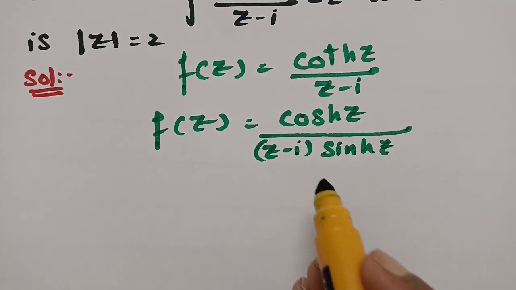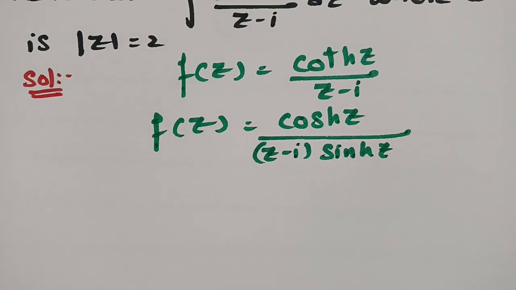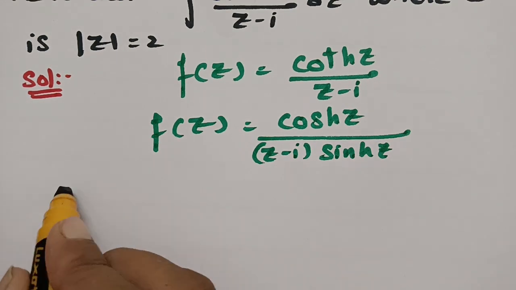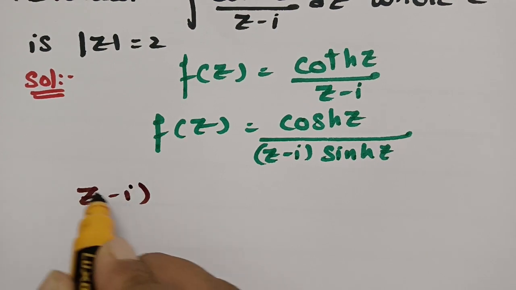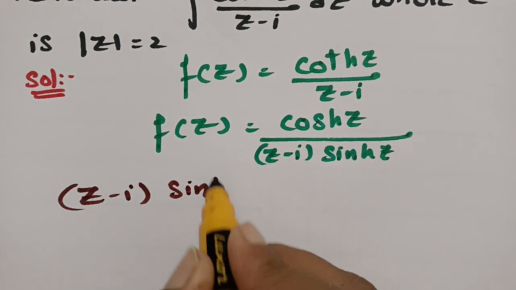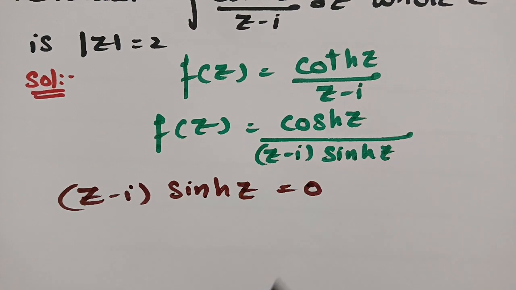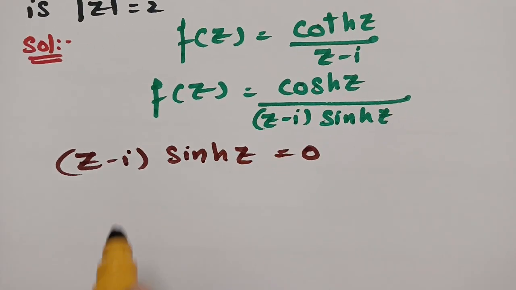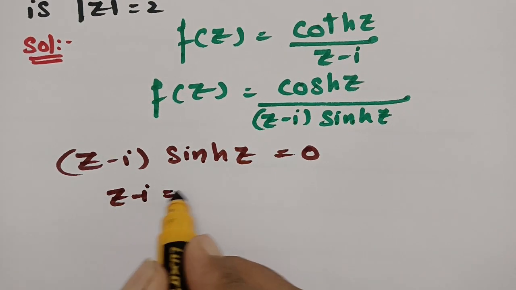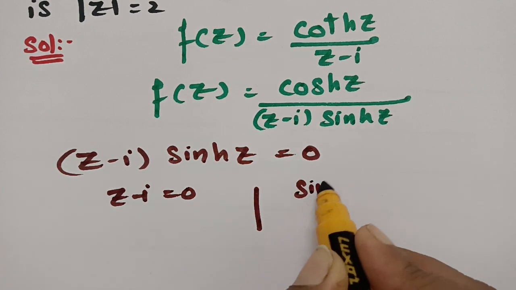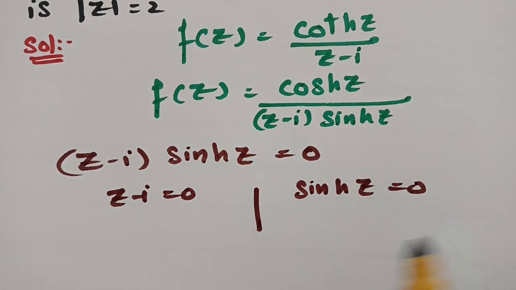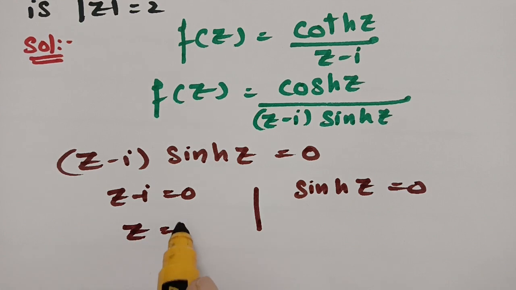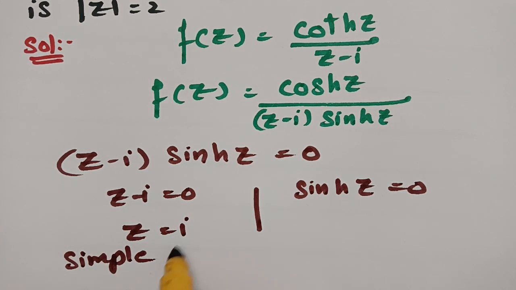First of all, we have to find the poles of this function. In order to find the poles, what do we have to do? We have to equate the denominator to 0. So (z minus i) into sinh z should be equated to 0. First, if I equate z minus i to 0, and next sinh z to 0, see what happens here. So z is equal to i, which is a simple pole. So we got a simple pole.